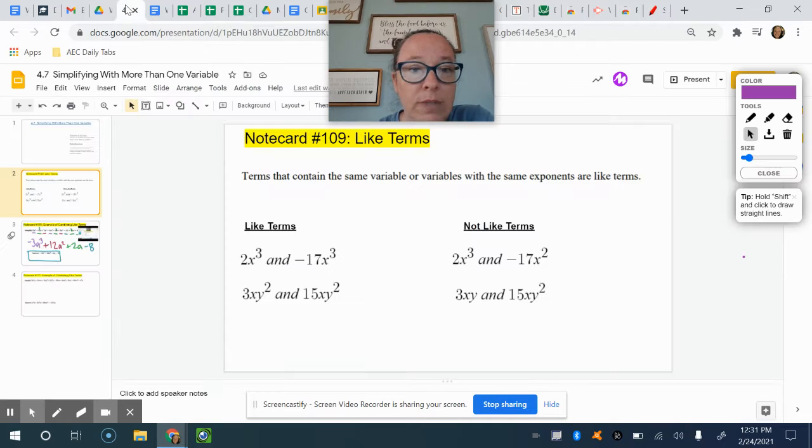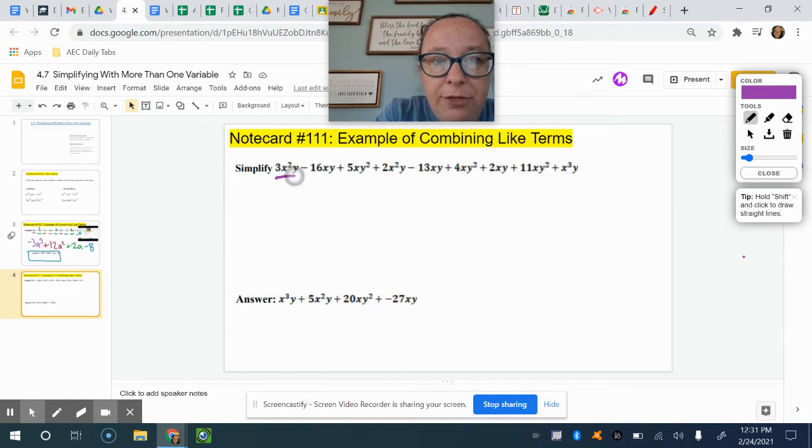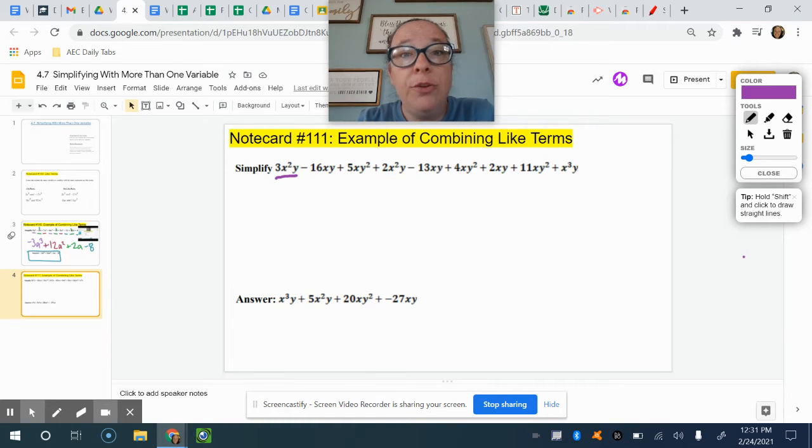So if I go back to this slide right here, we've got to identify like terms. So we have a 3x squared y, and we look for anything else that has an x squared y. The 3 is just a coefficient. So that has an x squared y. The negative 16 doesn't. The 5 doesn't. The negative 13, nope. The 4, nope. 2, no. The 11, no. The 1, no. So those two are the only two that have that like term. So we go ahead and combine them. And the 3 plus the 2 is 5.